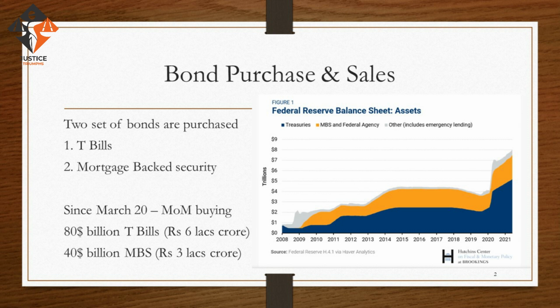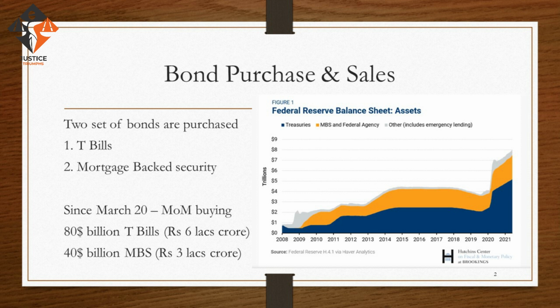If you see the graph, there are three layers. One is blue, which is T-bills, and yellow is the mortgage-backed security, and the gray portion is the other instruments. That also goes directly to the private agencies. That is, the beneficiary of those bonds would be the private parties.